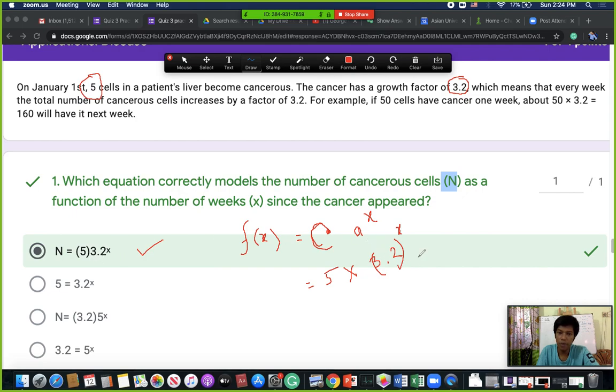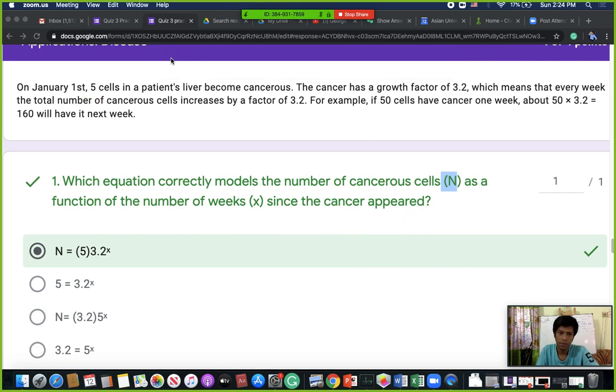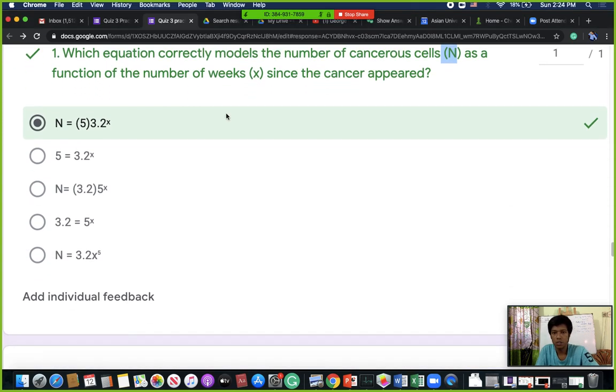This x will be the power on 3.2, because the power is x. X is what? X is the number of weeks. So that's the x. This is the answer to the first question.